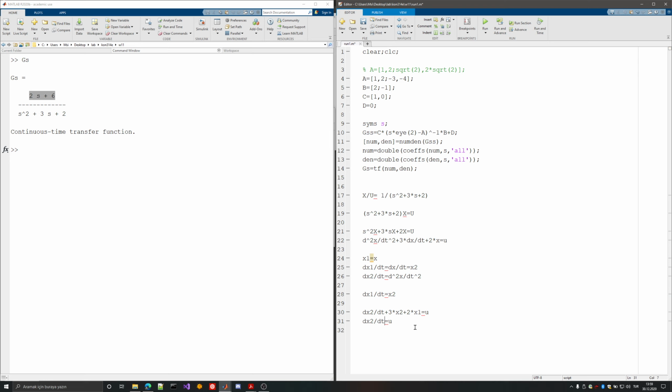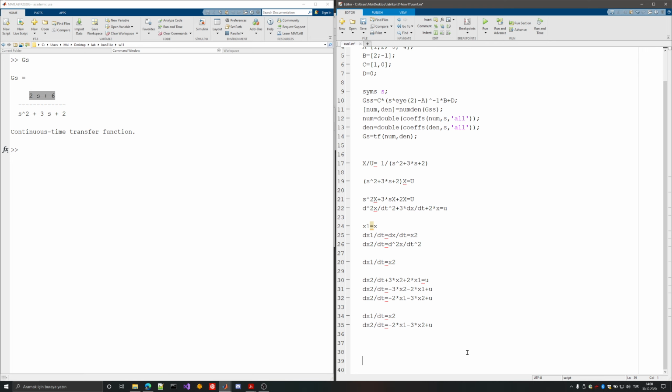So this will be minus, or I should even put it here, plus, and this is also minus. So maybe it's a better idea to sort the equations here, the states here. And what I ended up with is this first equation and then this second equation. So on the left-hand side we have dx, and on the right-hand side we have linear combinations of x1, x2 and u.